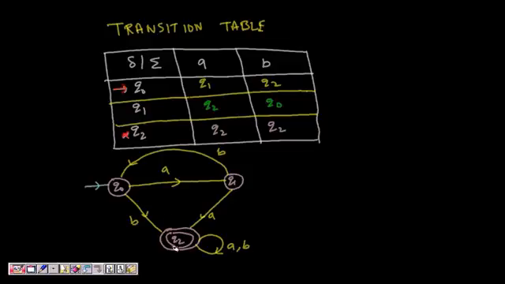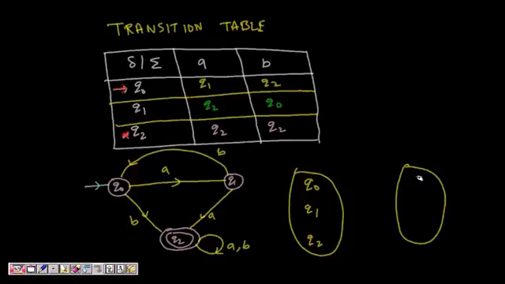This is the final state, the double circle. This is the start state, with an arrow coming from no state. These are the transitions. So basically we have Q0, Q1, Q2, and then we have a one-to-one mapping. Again, let's say we have Q0, Q1 and Q2.